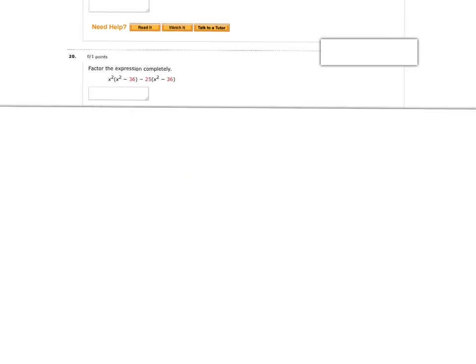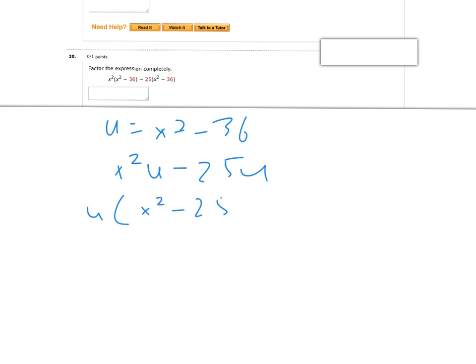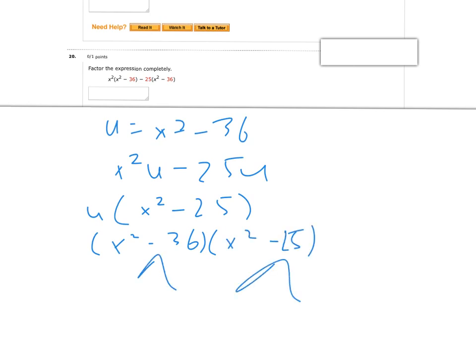All right, we get another u sub here, so we'll go u equals x squared minus 36. So then we can call this x squared u minus 25u, which means we can just GCF a u here and call it x squared minus 25. We'll plug back in as x squared minus 36 times x squared minus 25, and we'll just break those down as difference of perfect squares. I'll let you guys do that.